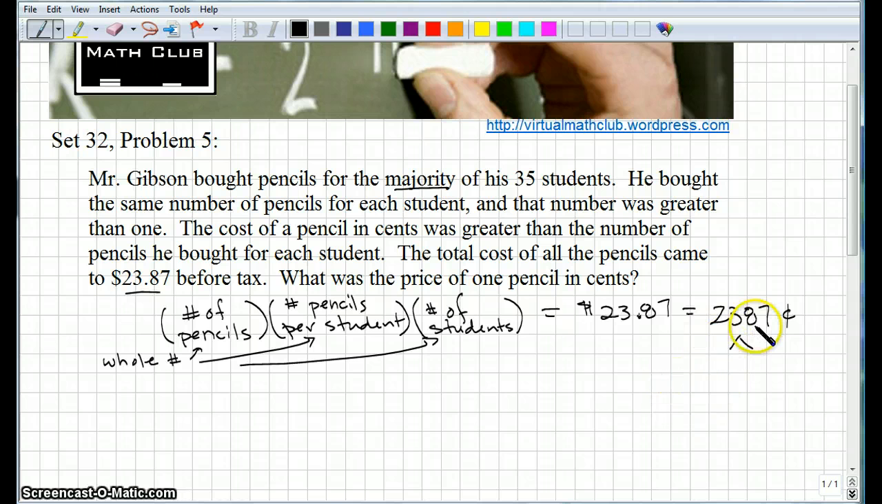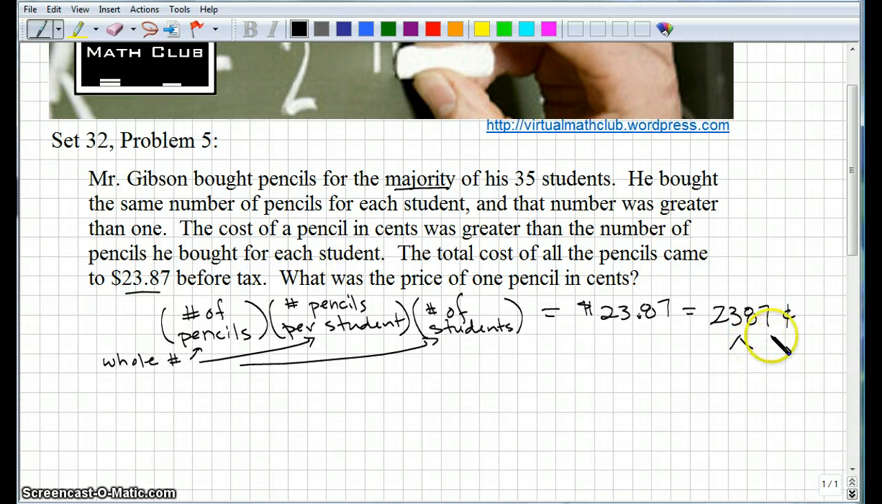Okay. All right, 2387. Now that's not an easy one to factor off the top of my head, but I'm going to look at the prime numbers. I know it's not divisible by 2 because this is not an even number. It's not divisible by 3 because, let's see, 2 plus 3 plus 8 plus 7 is 20, and that's not divisible by 3. And it's not divisible by 5 because it doesn't end in a 5 or a 0.